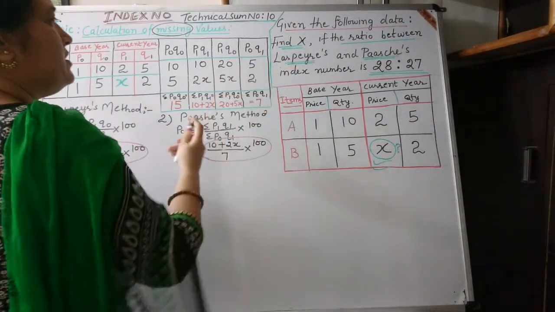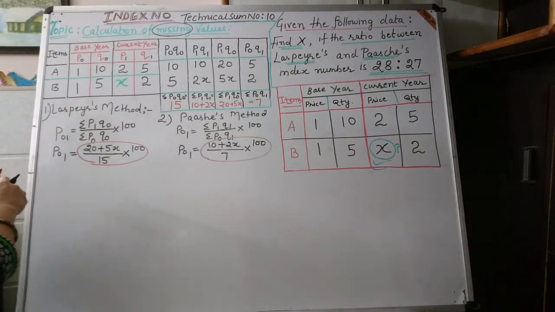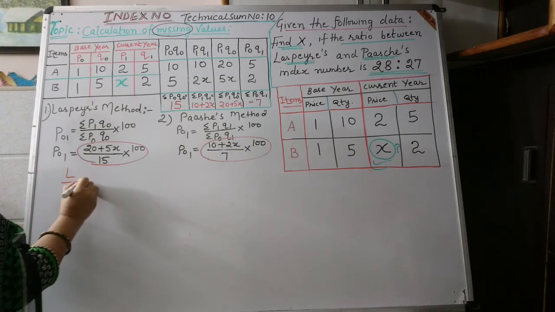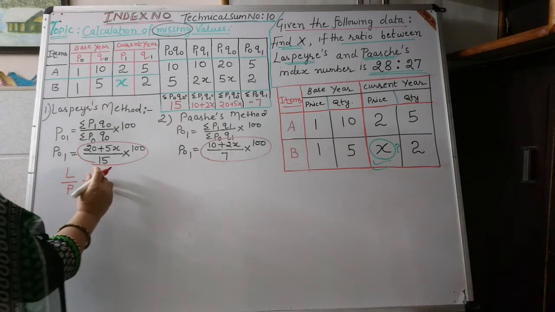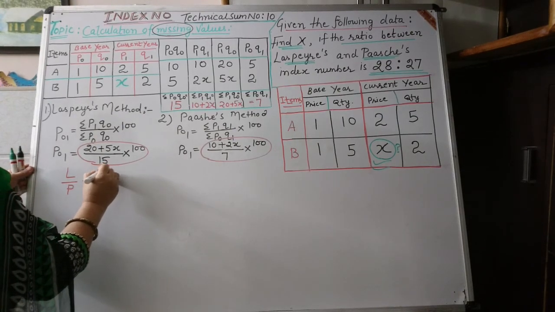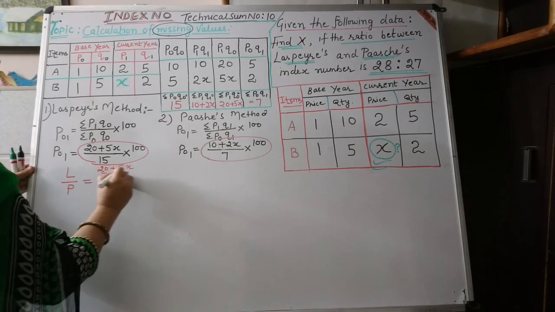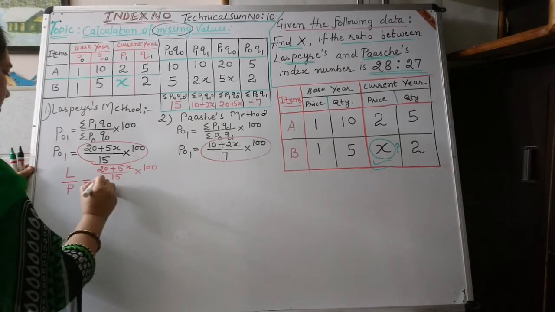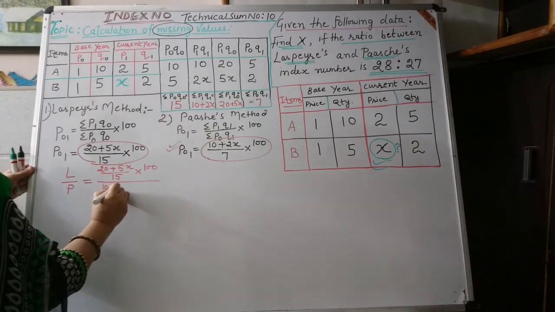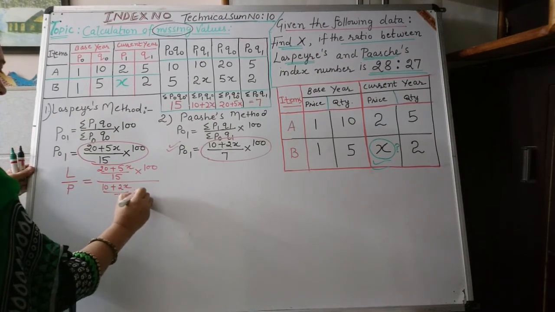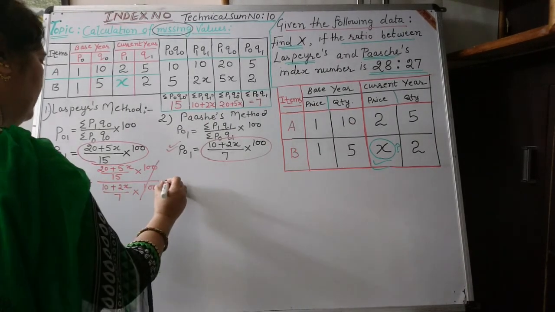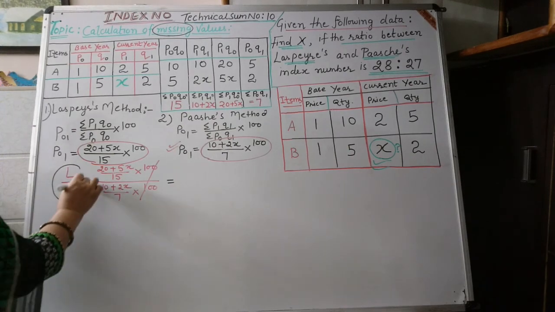If the ratio between Laspeyres' and Paasche's index numbers is 28 to 27, then the ratio is equal to: the formula of Laspeyres' method is 20 plus 5x divided by 15 multiplied by 100, whole divided by Paasche's method, 10 plus 2x divided by 7 multiplied by 100. Here 100 will cancel with 100.